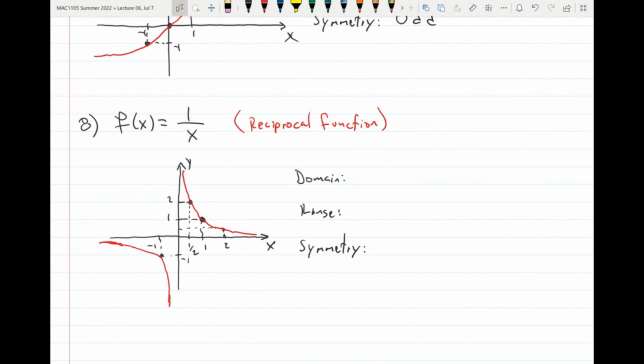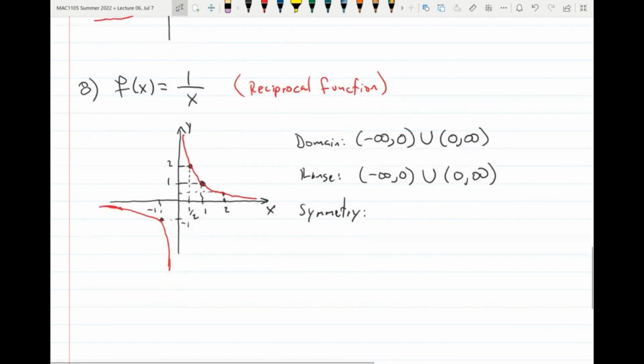All right, so basic properties. What's the domain here? All real numbers except 0. All real numbers except 0. So that would be negative infinity to 0, union 0 to infinity. What's the range? Same thing. We also need to skip 0 on the y, because we never touch the x-axis. So negative infinity to 0, union 0 to infinity. Symmetry? Odd. This is an odd function.